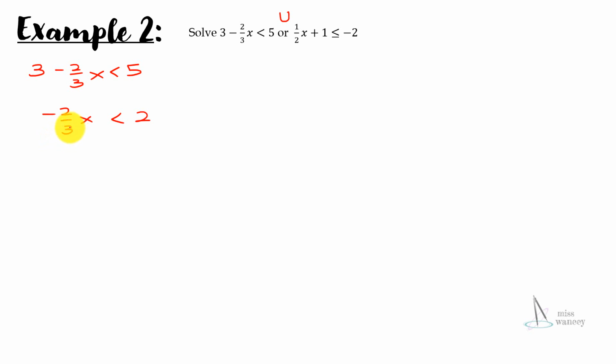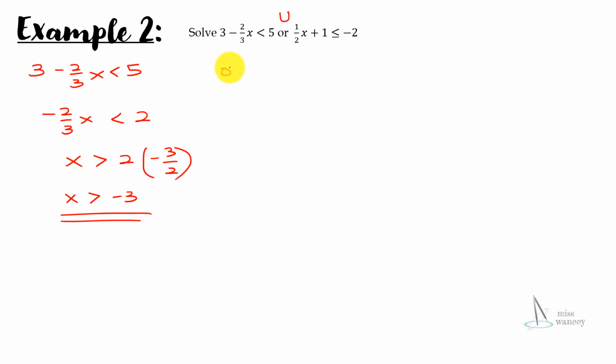Okay, so times them with negative 3 over 2. So this is x, so this is greater than 2 times negative 3 over 2. So cancel out. So x is greater than negative 3. So one solution over here.